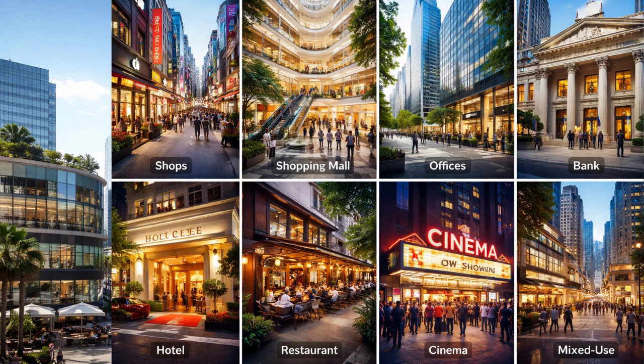Commercial buildings require proper planning for customer movement, parking, fire safety, and accessibility. They usually have large open spaces, lifts, escalators, and good lighting. These buildings are generally located in busy areas such as city centers, markets, and business districts. So, commercial buildings are used for buying, selling, and business purposes.